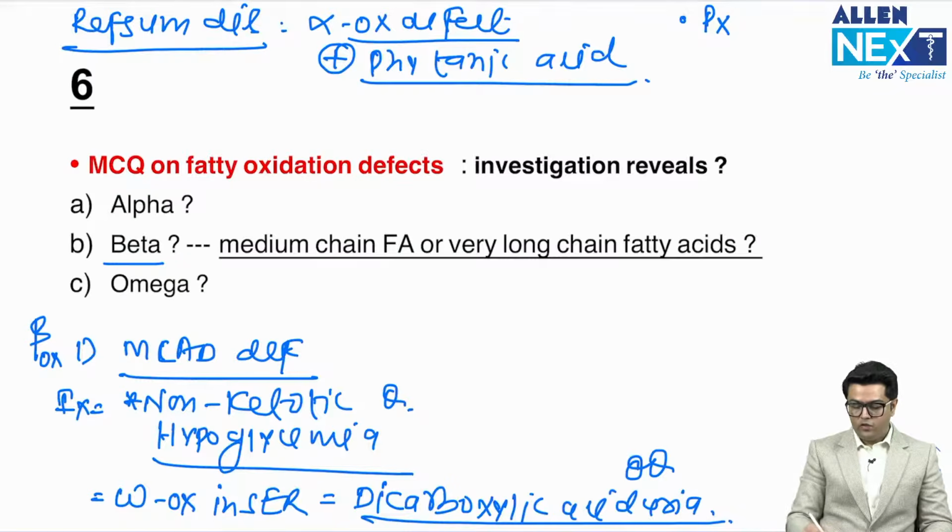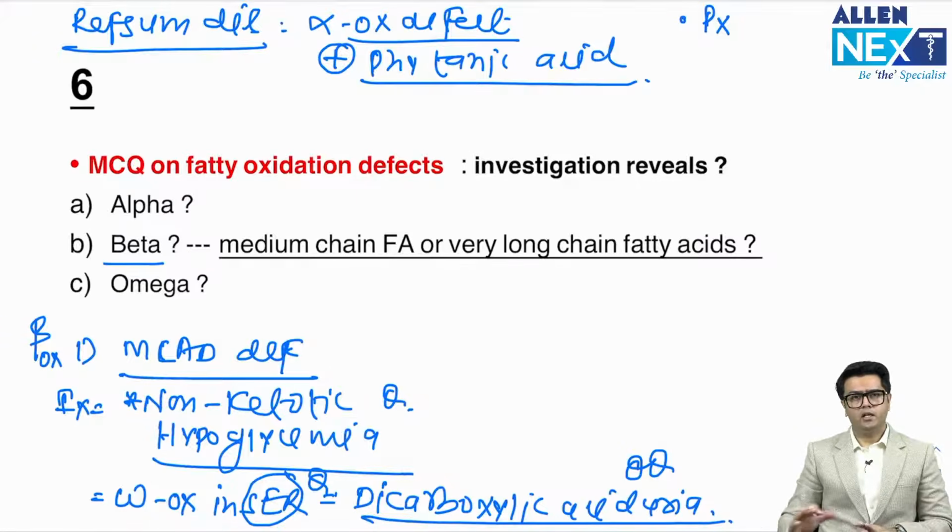Okay. So guys, omega oxidation occurs in the smooth endoplasmic reticulum when? Only in defective beta oxidation. A normal person is not doing omega oxidation, clear? So dicarboxylic aciduria is present. So 2 features that you must know in beta oxidation defect investigation for the MCQ are non-ketotic hypoglycemia and dicarboxylic aciduria, nothing else. If you remember these 2 points, you are done with the MCQ.